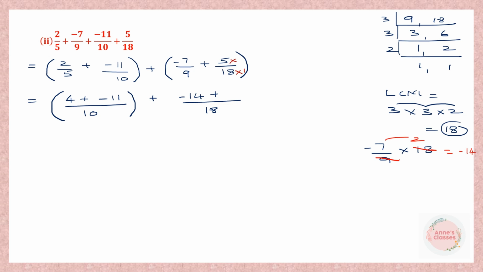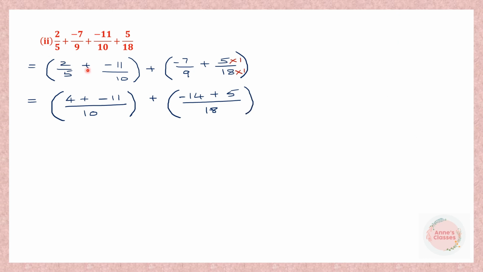So 5 into 1 is 5. So plus 5. So this is the second group. So here, what have we done to this question? We have just rearranged. Can you see? We have rearranged the order. That means we are following which property? The commutative property of addition, which says that you can rearrange, because your answer will still be the same. Now this is for addition.